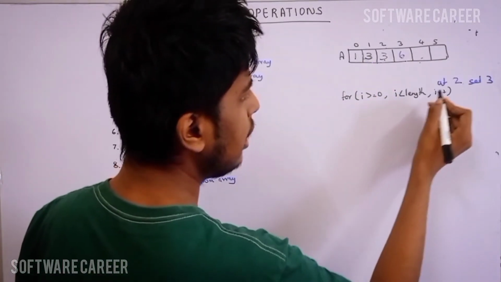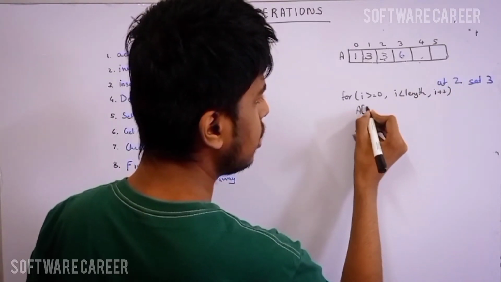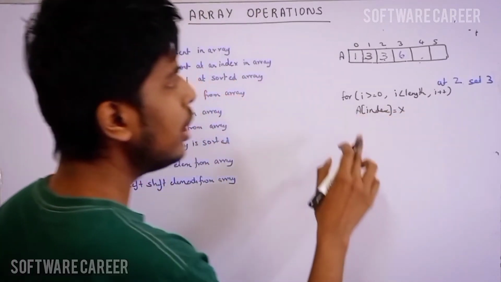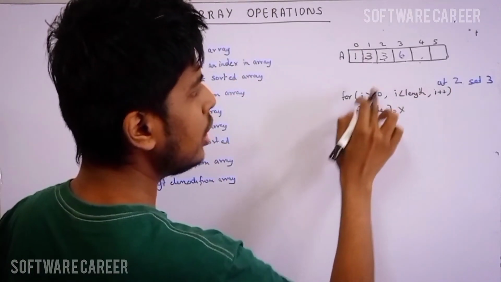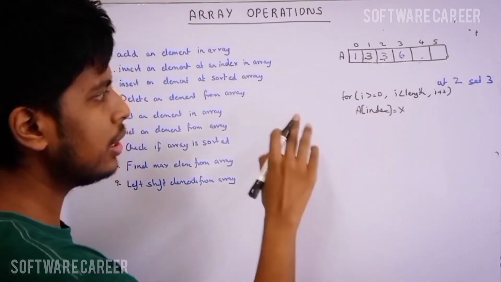Then inside this I will write the index which you will specify. So a of index equals x. Suppose you are giving 2. So at index a of 2, this 3 will be present. This is how you want to set an element.